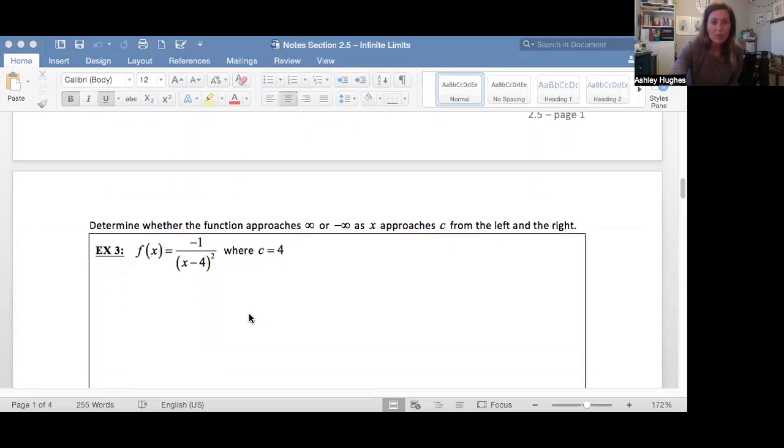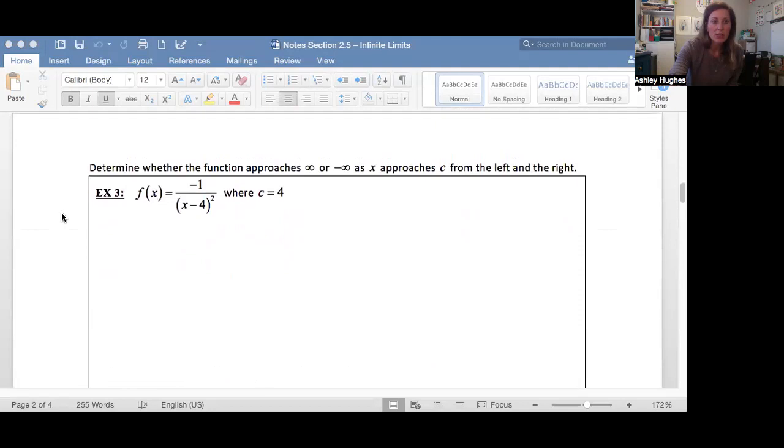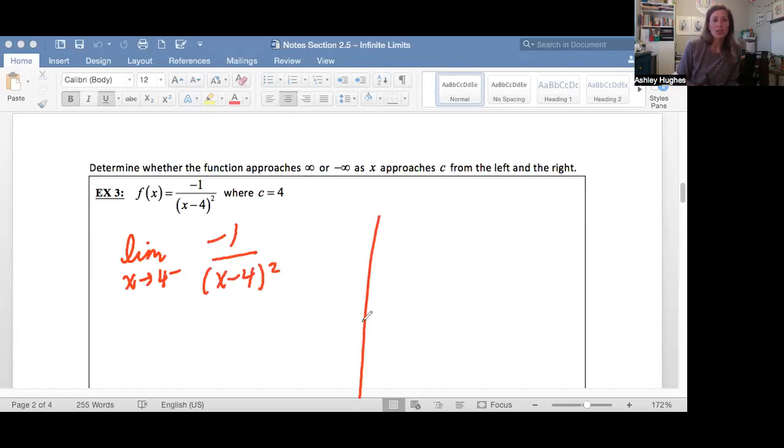Determine if the function approaches negative infinity with this guy. Okay, so I'm going to break it up and look at the left side and the right side, what we call analytically, by plugging in numbers. So let's look at the left and let's look at the right. And all you need to remember is that the answer is infinity in this case, okay? But you're trying to figure out the sign. Is it positive or negative?